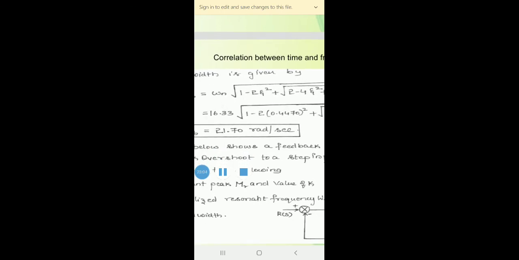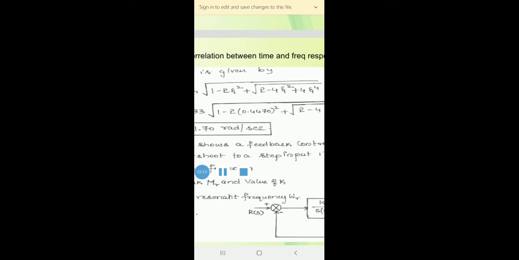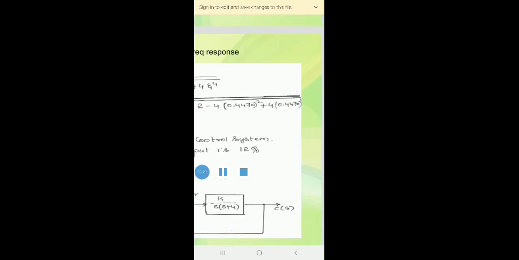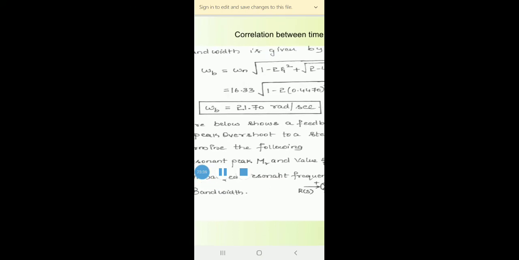Bandwidth is given by omega b is equal to omega n into root of 1 minus 2 damping square plus root of 2 minus 4 damping square plus 4 damping raised to 4. So substitute the value 16.33 into root of 1 minus 2 into 0.4470 square plus root of 2 minus 4 into 0.4470 square plus 4 into 0.4470 raised to 4, which comes to be omega b as 21.7 radians per second. So this is the solution: omega b is 21.7 radians per second.